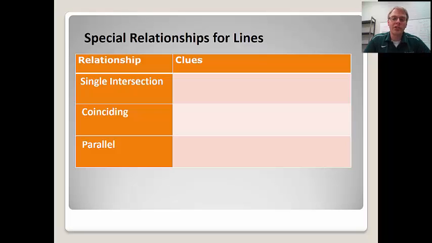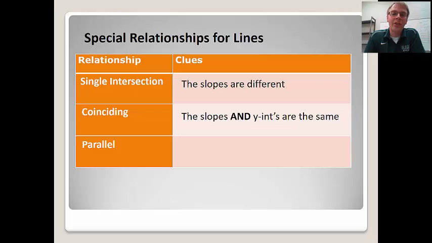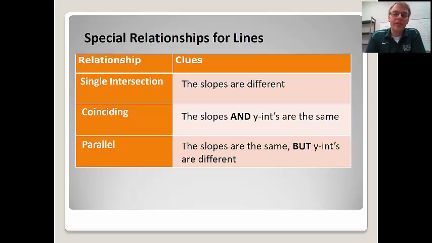So let's refresh everything that we just did and put it into one nice, concise graphic organizer. For the special relationships of our lines, there's a single intersection if the slopes are different. There is coinciding if the slopes and the y-intercepts are the same. And they're parallel if the slopes are the same but the y-intercepts are different. Now, obviously, the easiest form to work with these lines in is slope-intercept form, and we are going to be working with some examples in slope-intercept form in just a second. But you might be given an equation that is not in slope-intercept form, which is why we learned how to rewrite equations into slope-intercept form back in Unit 4.